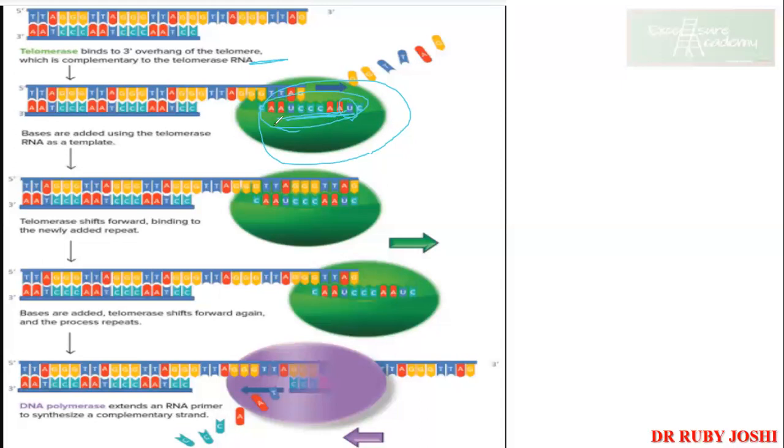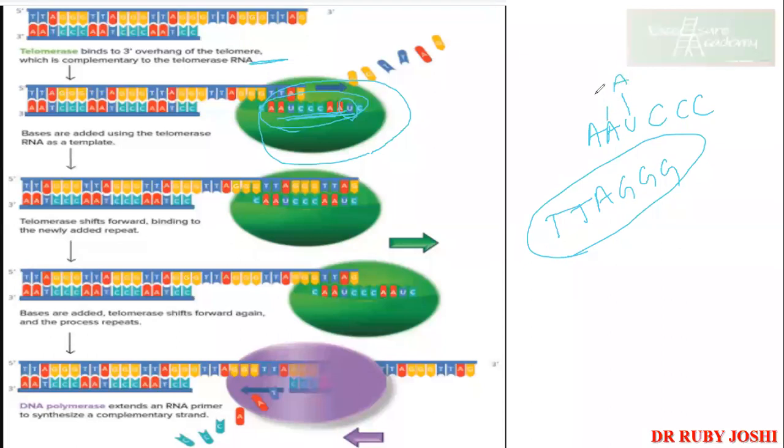Can you see the sequence over here? It is AAUCCC. And what is the repeat we have? It is TTAGGG. Correct? Complementary. U के अगेंस्ट में हमें A आएगा. यहाँ पे T है, यहाँ पे T है. Correct? C का G.